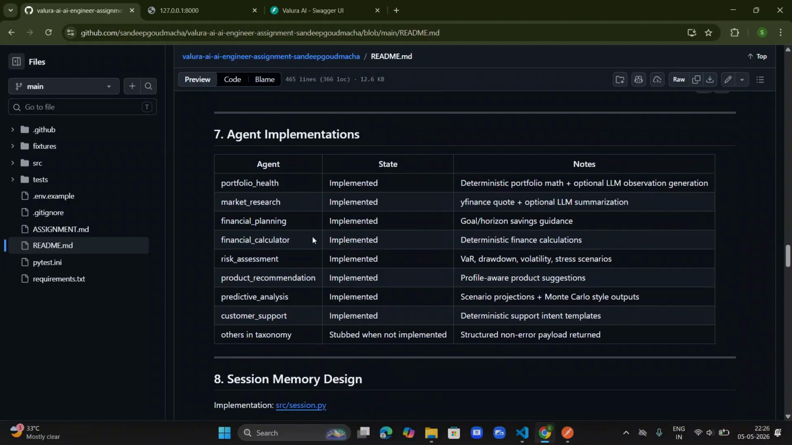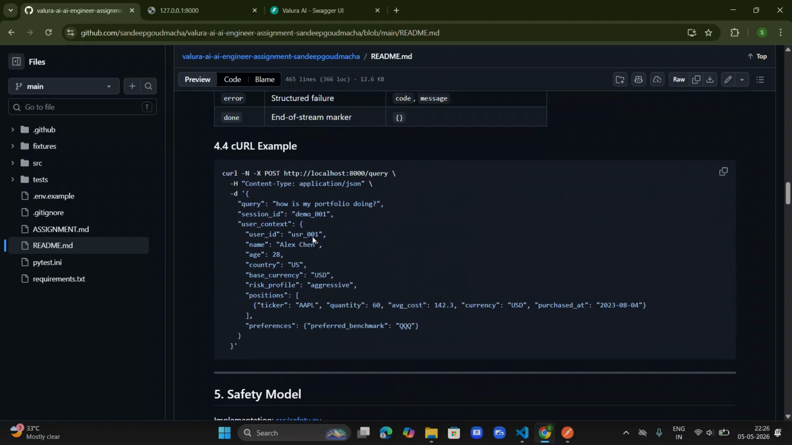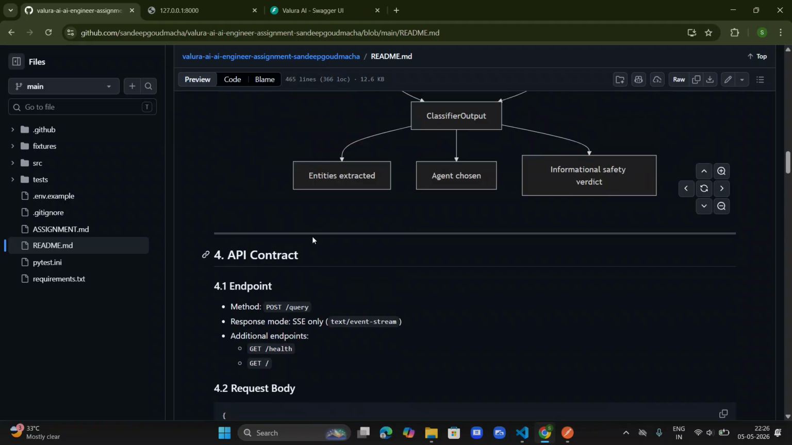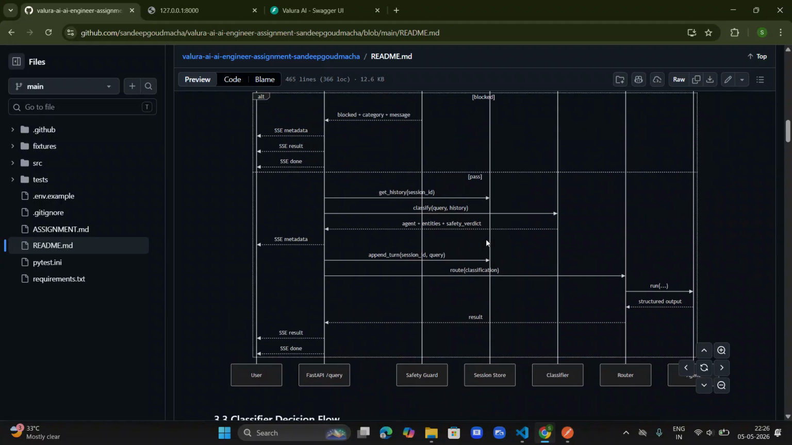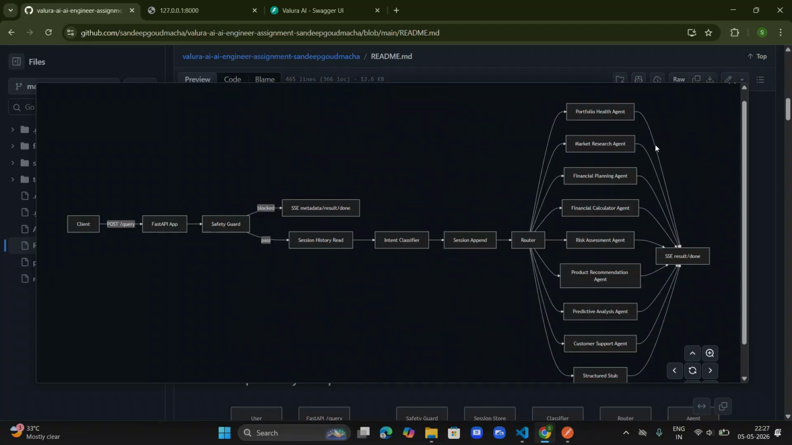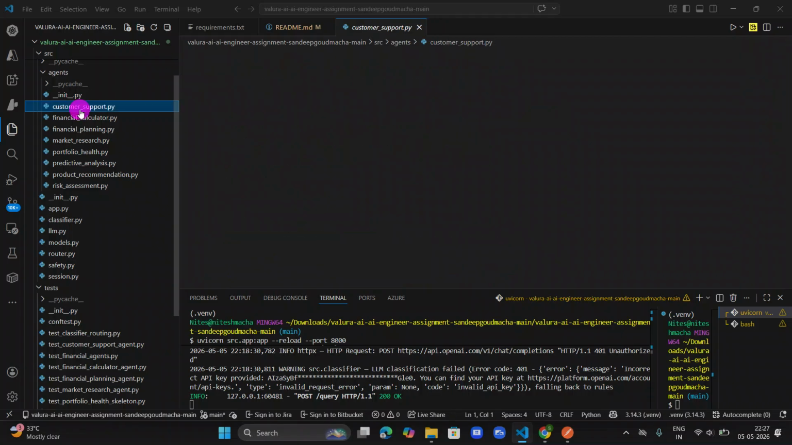In summary, this build focuses on the spine of the system, a real agent implementation and SSE-based delivery. The key design choice is to fail safely and predictably, keeping the system easy to extend with more agents later. I have added more agents: market research, financial calculator, risk assessment, product recommendation, predictive analysis, customer support, and structured stubs. So let's go through each agent.